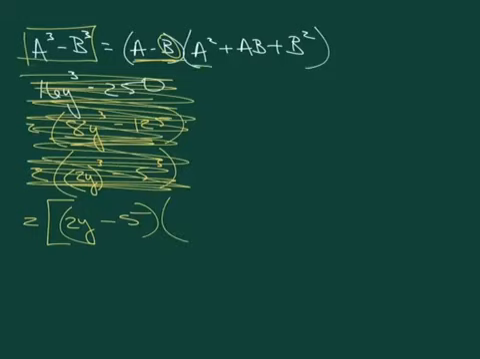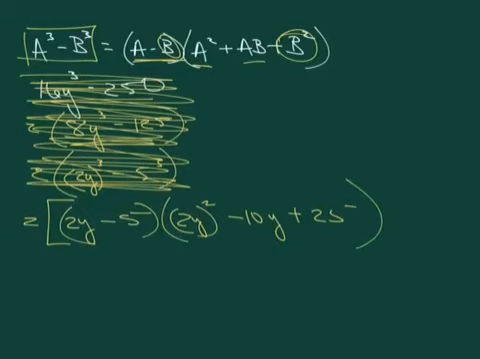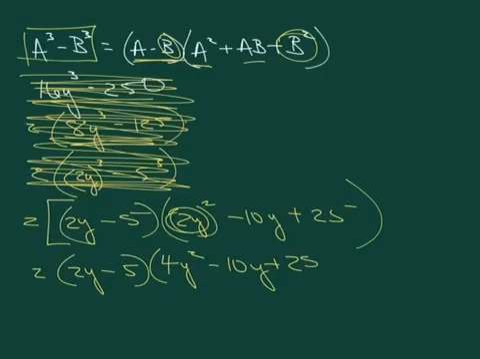This says take the first term and square it. So I'm going to take 2y and I'm going to square it. This says take the two terms and multiply them. So I have a 2y and a negative 5. So actually I have a negative 10y. Then it says add the second term squared. Alright, so that gives me 2 times 2y minus 5 times, what is this? 4y squared minus 10y plus 25. And that's it.